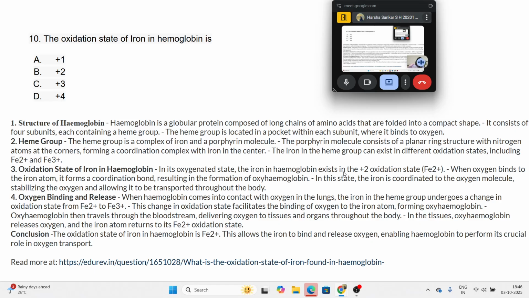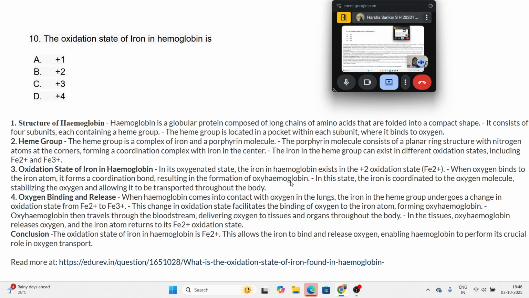Usually it can exist as Fe2+ and Fe3+. But if you are asking about the oxidation state of iron in hemoglobin, in its oxygenated state iron in hemoglobin exists in +2 oxidation state. When oxygen binds to the iron atom, it forms a coordination bond resulting in the formation of oxyhemoglobin. So in oxyhemoglobin, what is the oxidation state? It is +2. So the correct answer is option B. In this state, the iron is coordinated to oxygen molecules, stabilizing the oxygen and allowing it to be transported throughout the body.